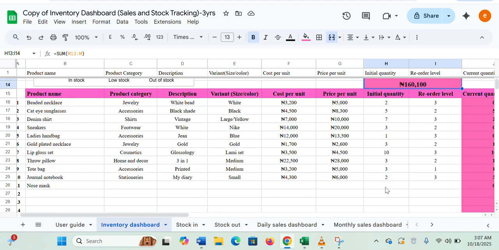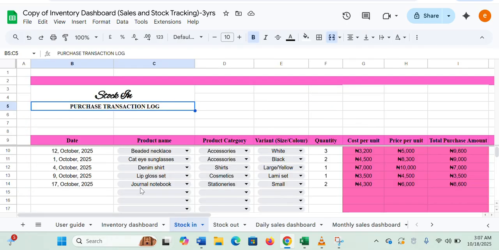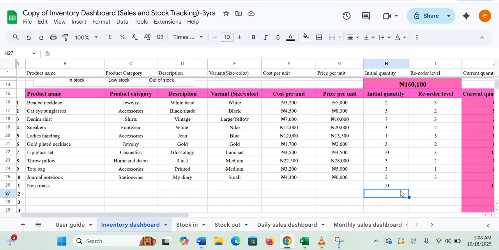Let's say, for example, I just bought nose masks, 10 pieces. You must have been able to input it here before coming to your stocking sheet to input it. I hope that you understand that. So this is just when you buy a new product that already exists in your business. So I'm going to cancel this out.